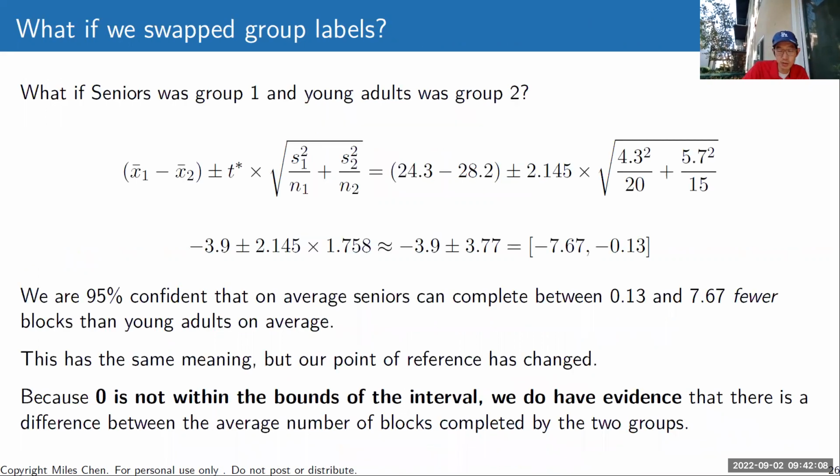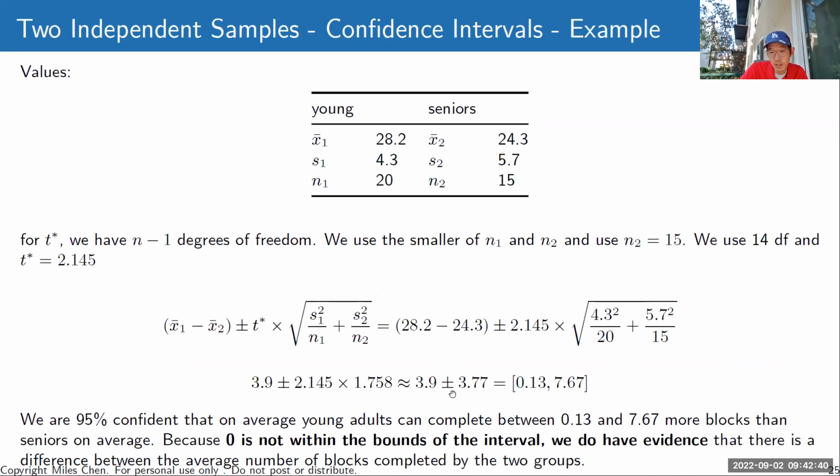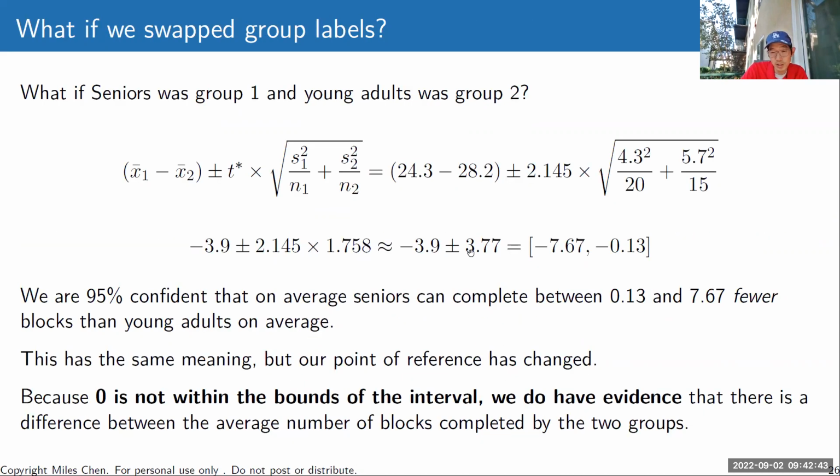When you make the confidence interval, the only thing that really changes is that now instead of 20.2 minus 24.3, we get 24.3 minus 28.2, and we get negative 3.9. Your critical value T remains the same. And in the formula for the standard error, sure, you're switching all of these things, but you're adding them together, so the order doesn't matter. You're going to get the same standard error as on the previous slide, 1.758. And when you multiply them together, you still get 3.77.